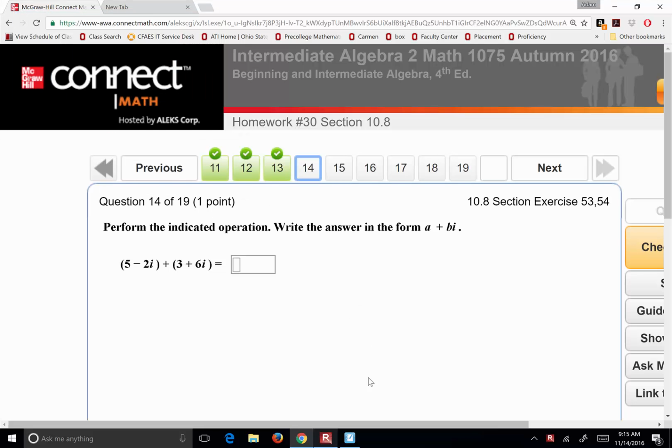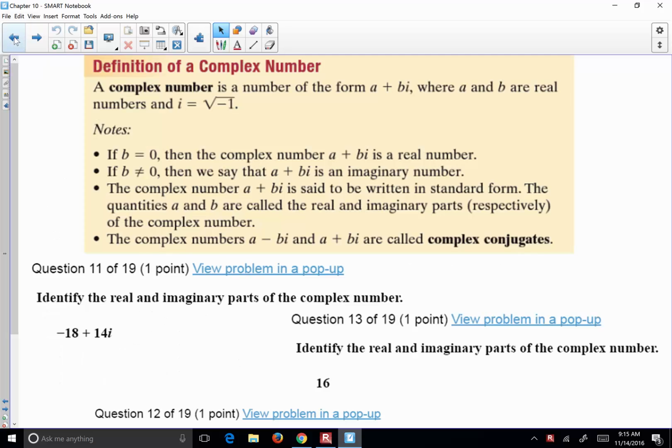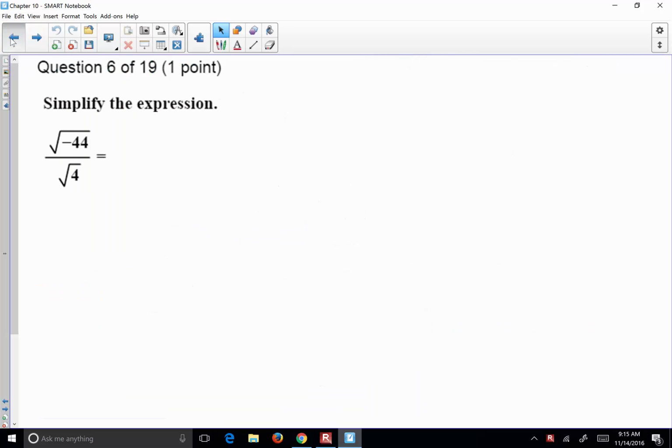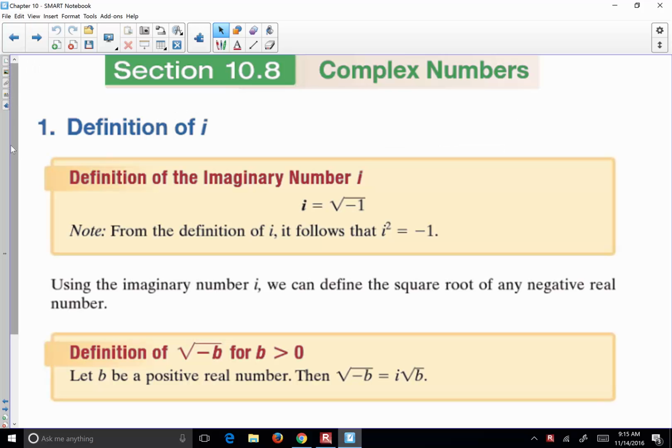Alright, we'll finish 10.8 today, but why don't we go back? It's been a while. What we did on Wednesday, right? We had Friday off because of Veterans Day, but now in 10.8 we have explored complex numbers.